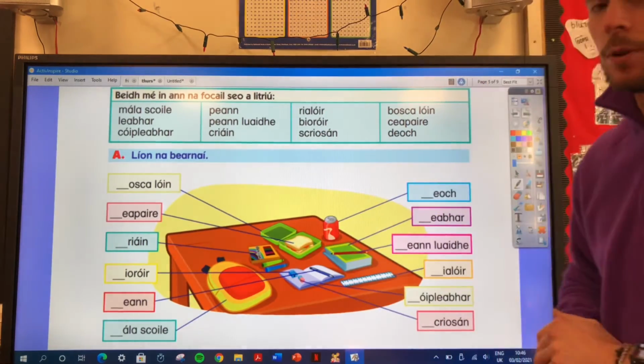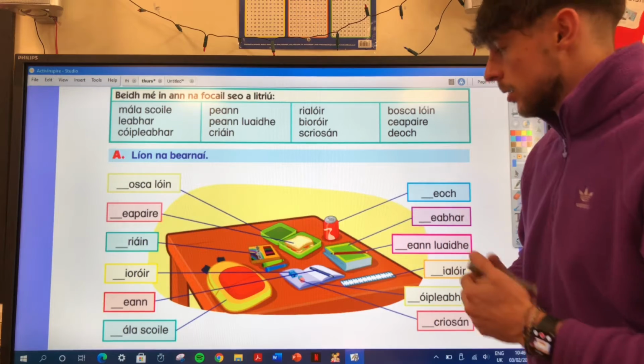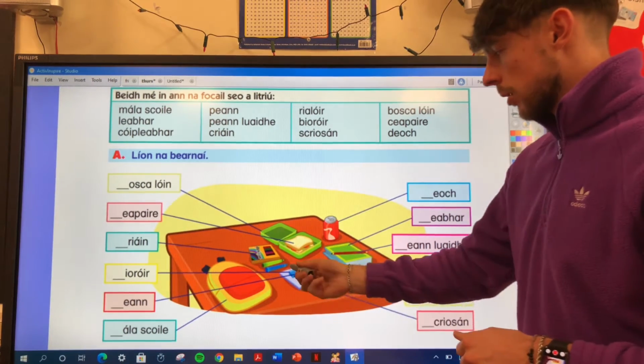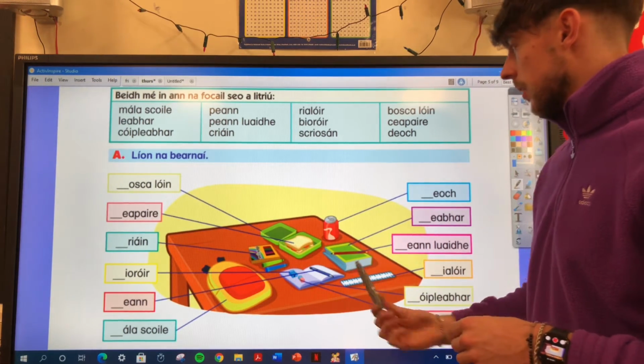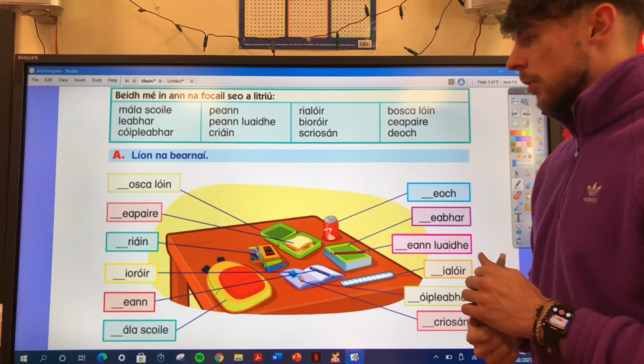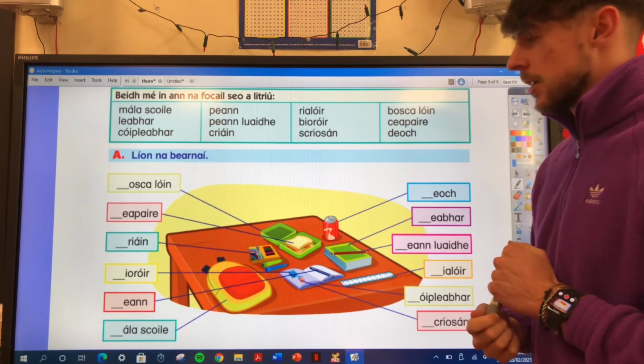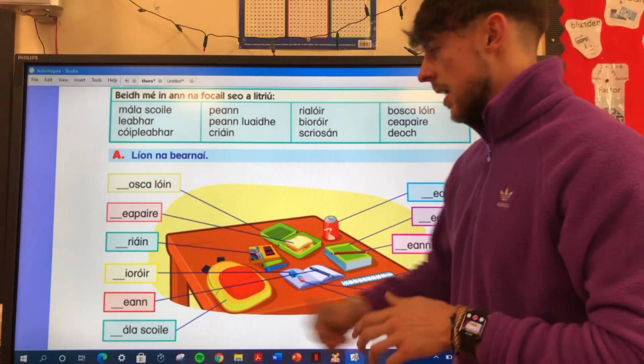Realoir. So we had this before. We should know exactly what a realoir is. So realoir is a ruler, ruler, isn't it? Perfect, there it is. Biror. We've had all these before as well. We should all know these. Biror is a, what is it?